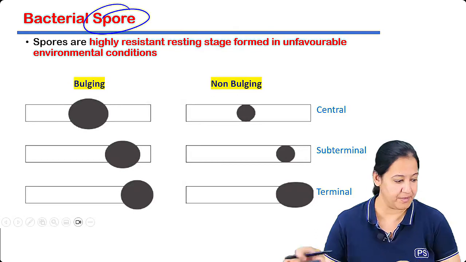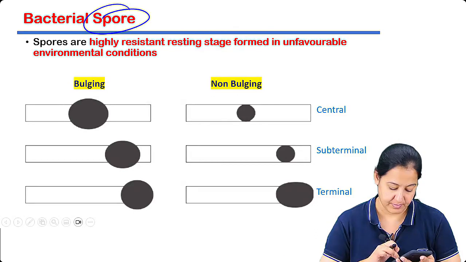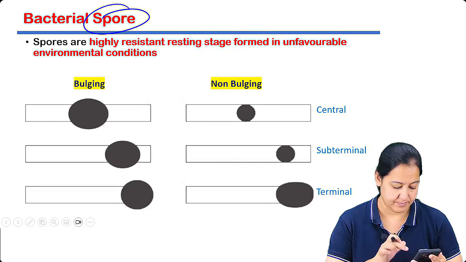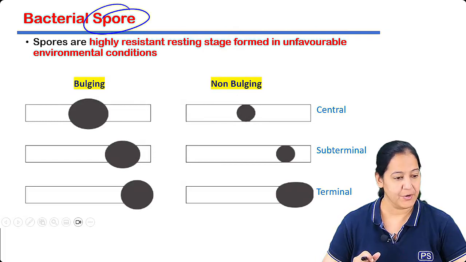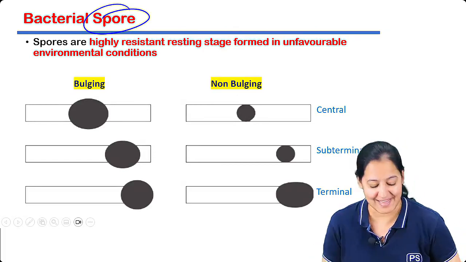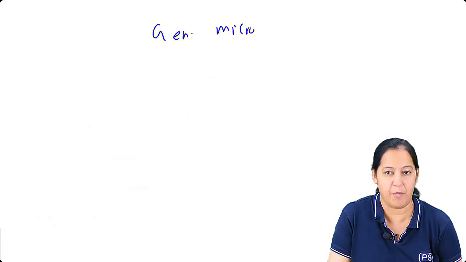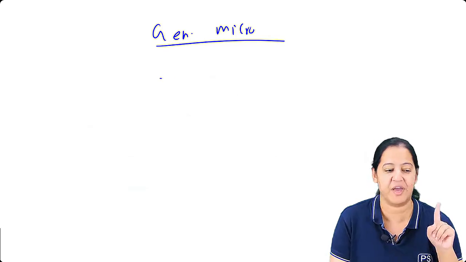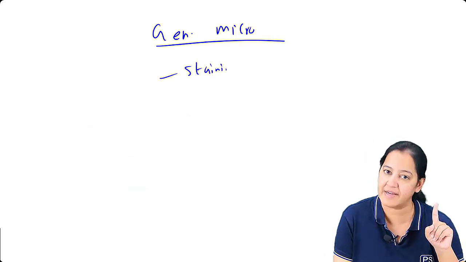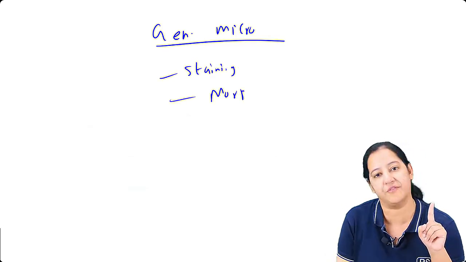Okay, let me open this also. Okay, everything is good now? So let's continue. We started general microbiology in the morning and have completed the first chapter, that is staining. We have started the second chapter, that is morphology of the bacteria.